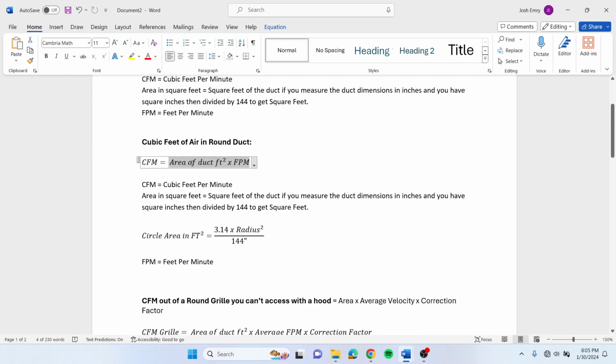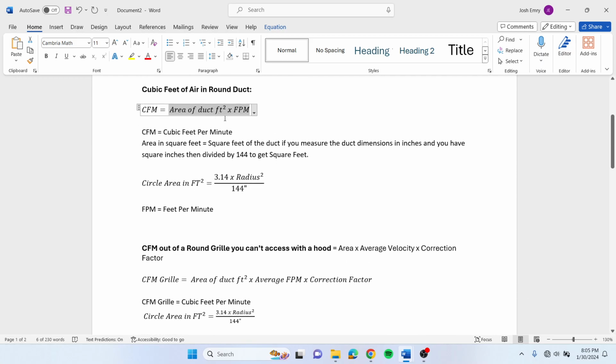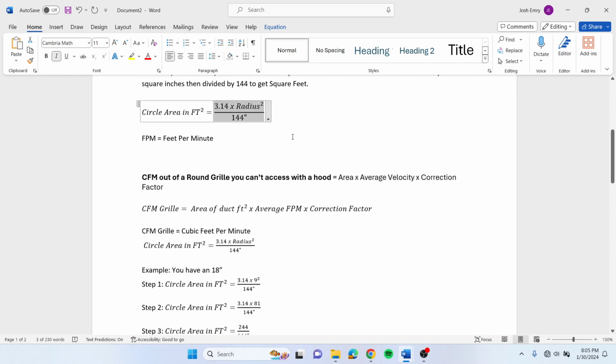A round duct is the same formula, but to come up with the area of the duct in square feet, if you're measuring in inches, then you've got to use pi, so 3.14 times your radius squared, divided by 144 inches. Then you just plug that into your formula, and that's your cubic feet of air in that round duct.